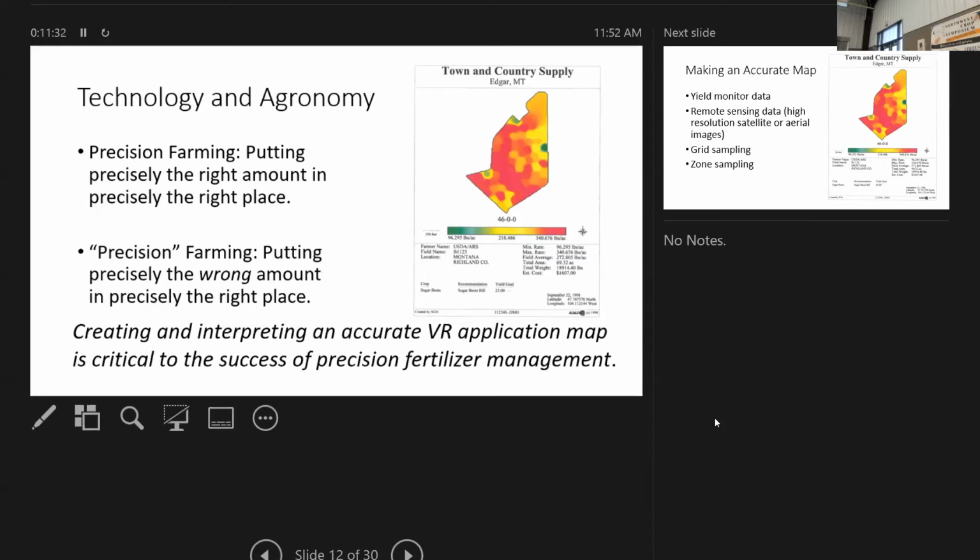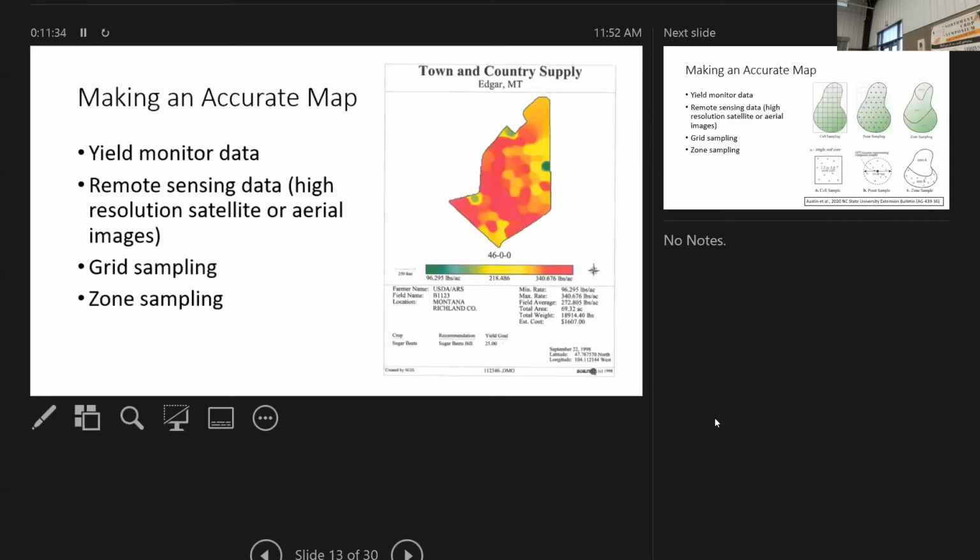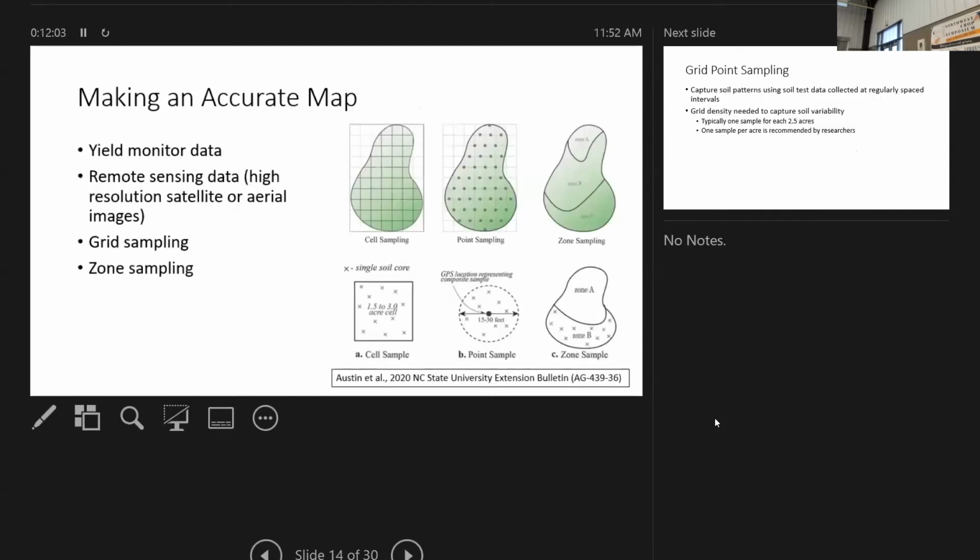You know, that map is crucial. They also had that done by the co-op in Edgar. So those services are available. Yield monitoring data is something that we can use in creating a map, and remote sensing data, as I've mentioned, but also some soil sampling strategies I wanted to talk about, the pluses and minuses of the different strategies.